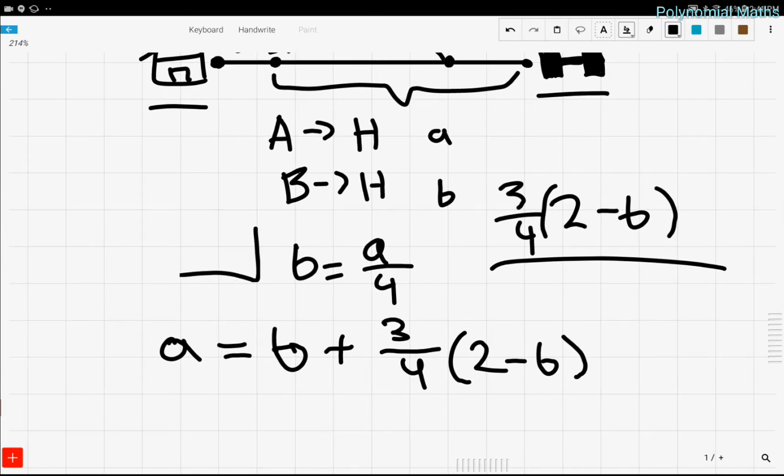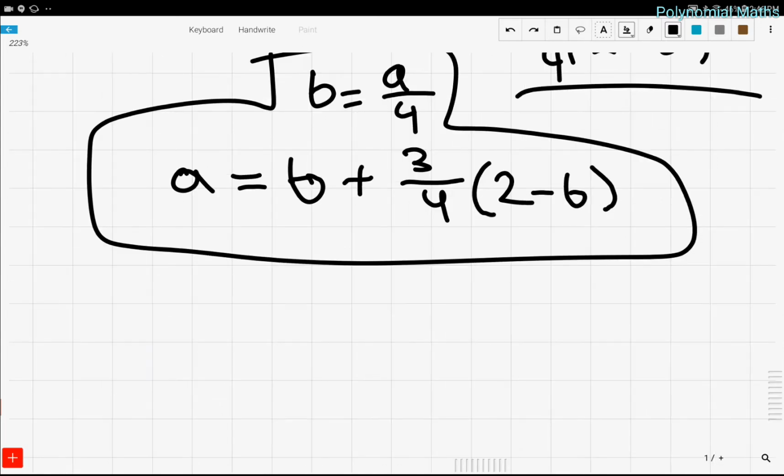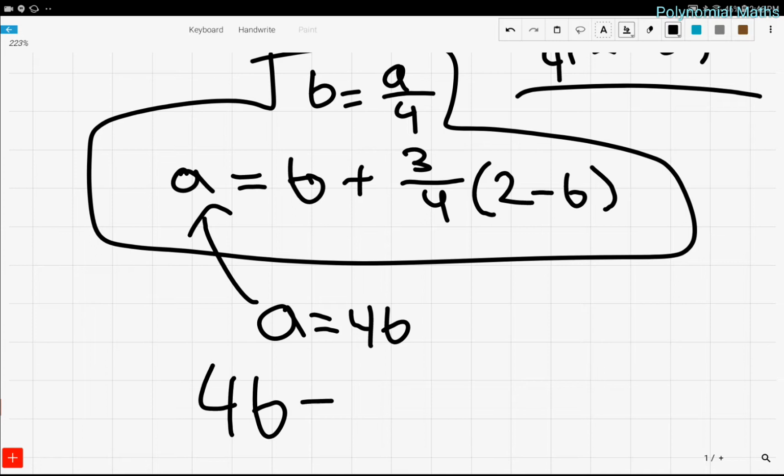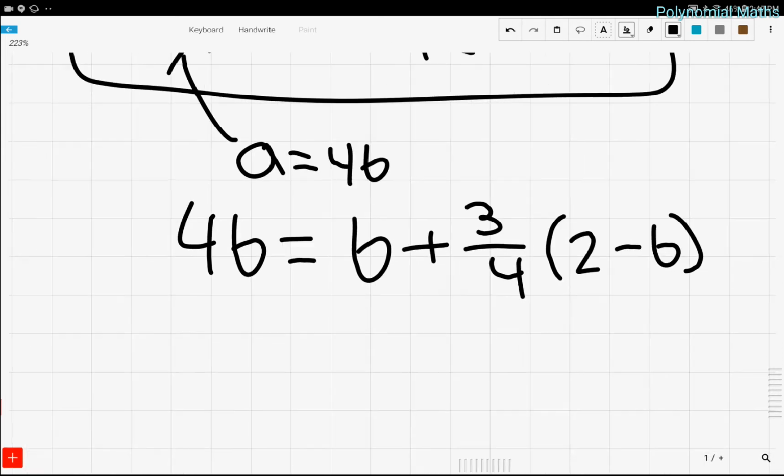So now we have a system of equations. Now let's solve this system of equations. First, we can solve for A in the first equation to get A equals 4B. Then we can substitute this into equation 2 and get 4B equals B plus 3/4 times (2 minus B). Solving for B, we're left with B equals 2/5.